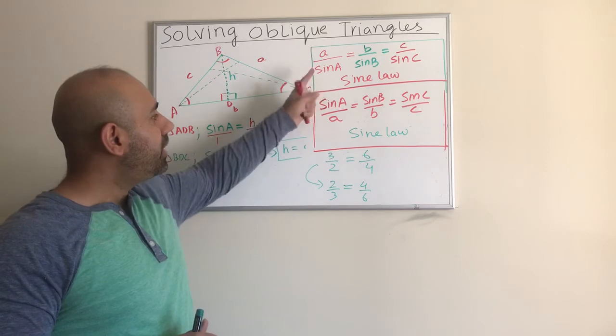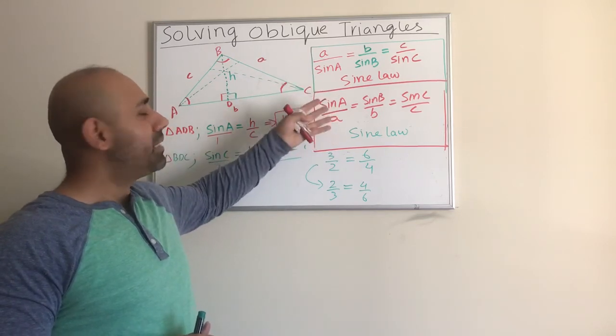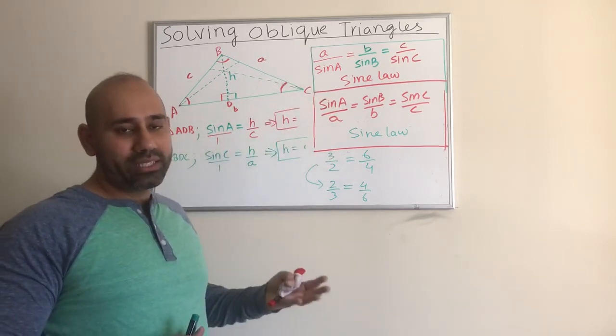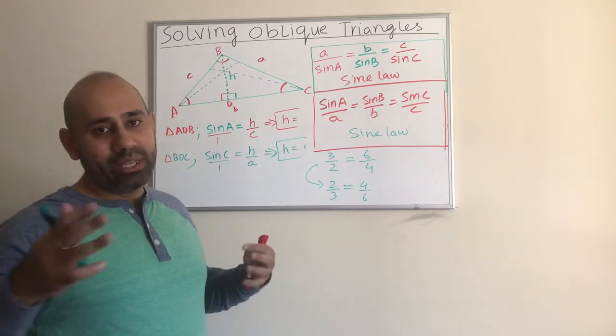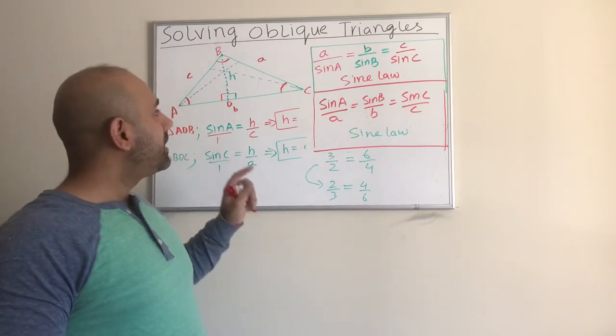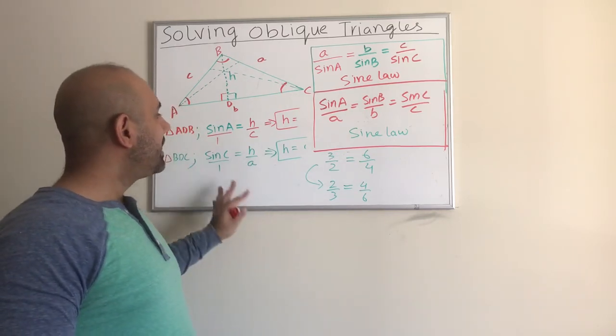That's what we see from here. From here, it's just the ratio of the sine of the angle over the side opposite to them. They're going to be equal. Okay. So it's up to you which way you want to use it. Guys, this is the sine law.